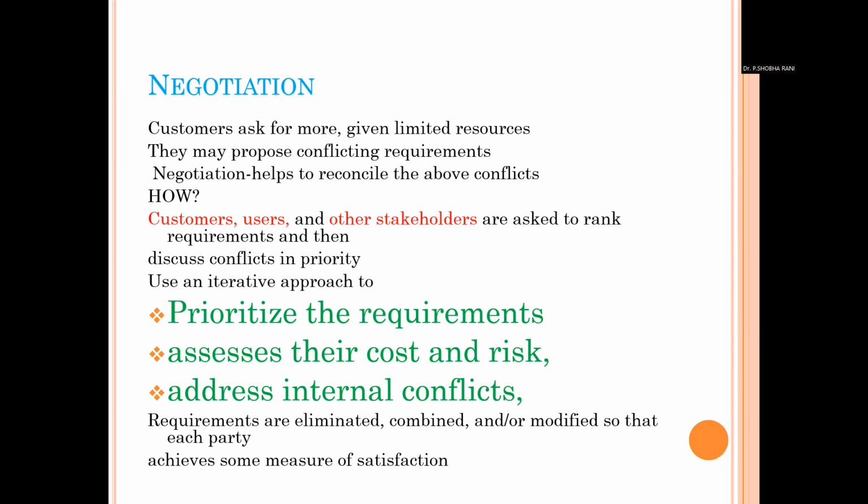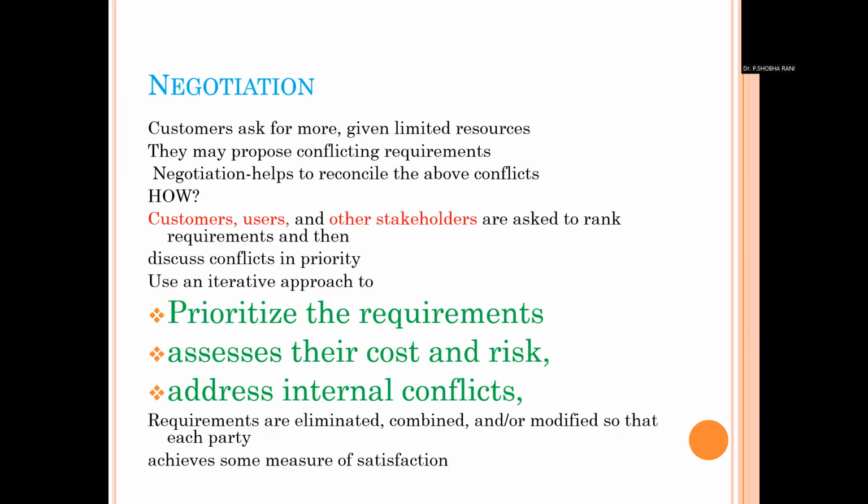So negotiation will help us to reconsider what the customer is in need of, and we will be able to negotiate between the organization as well as the customers. So the customers, users, and other stakeholders are asked to rank the requirements and to discuss the conflicts that have arisen between the customers and the software engineers, and they both will sit together and decide which to be given a priority, which not to be given a priority.